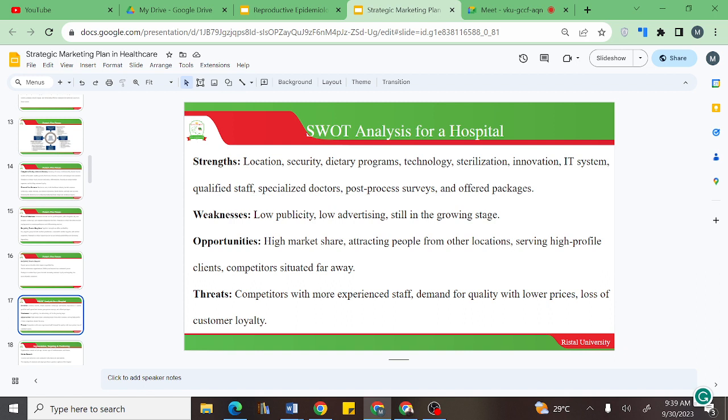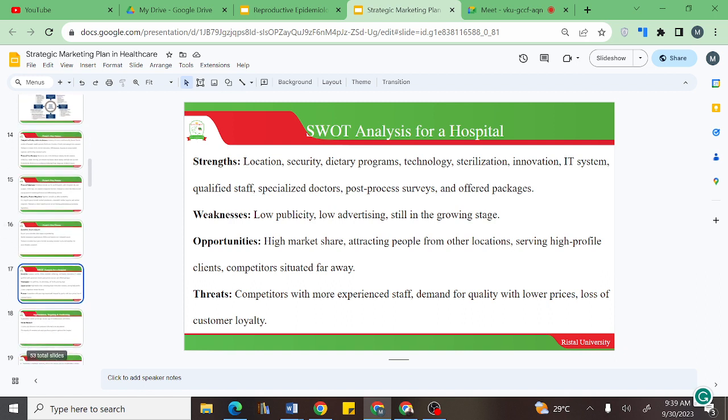So I will not really dig deep into this, but basically, when we look at strengths and weaknesses, these are internal. Whereas if you look at opportunities and threats, these are to do with the external forces that can affect the operations of the business. So I've highlighted a few things that you may look at when you're doing a SWOT analysis for a hospital. Of course, this does not mean that every hospital will have this kind of SWOT analysis.